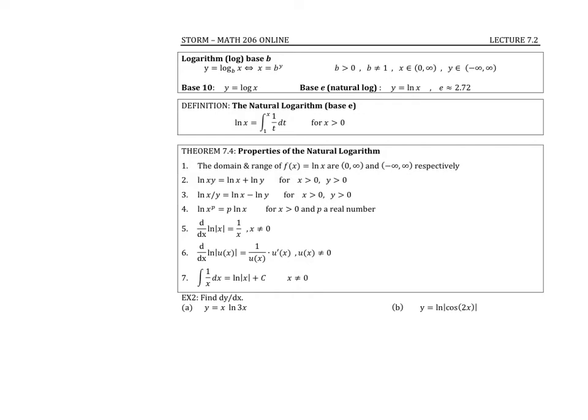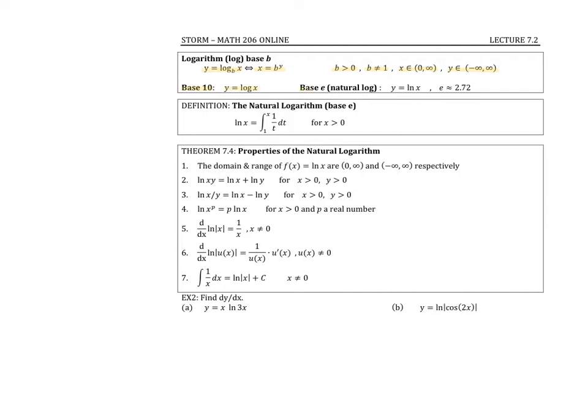Hello, so today we're going to look at the natural log, but let's go ahead and review some properties with logs. Recall that log base b of x is equal to y means x is equal to the base to the exponent y. The base is positive, not equal to 1, the domain is positive numbers, and the range is all real numbers. If the base is not given, we can assume it's base 10.